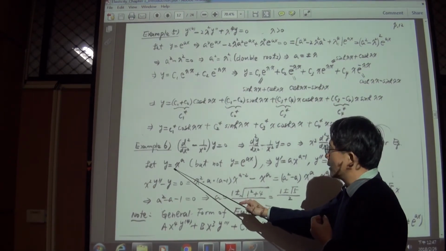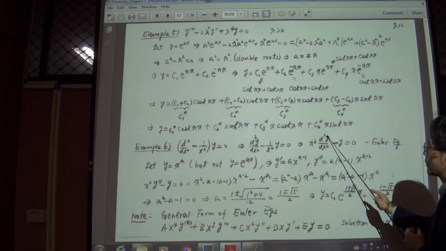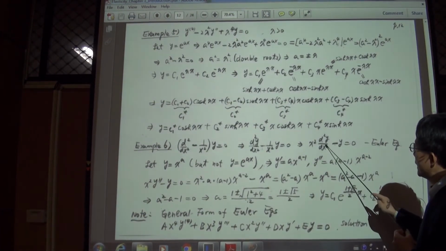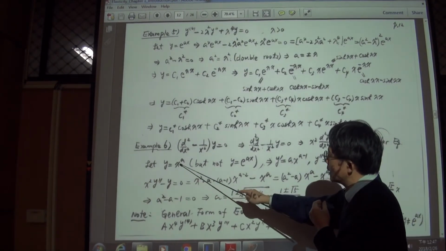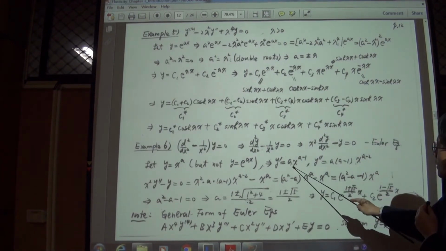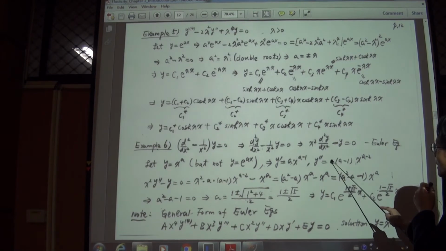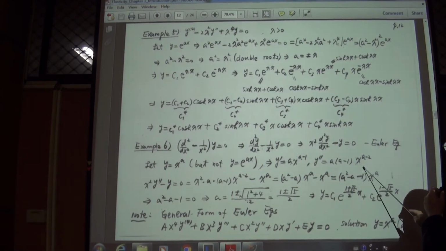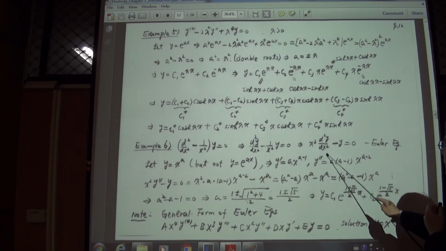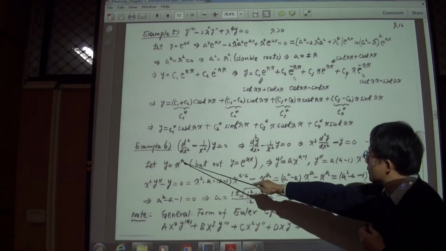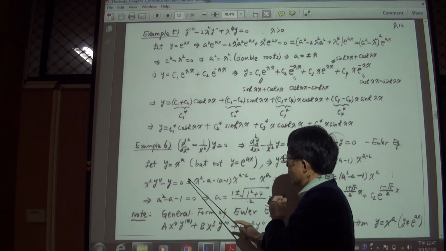You just put this one into here. If you put it here, you need to differentiate twice. This one, y equal to x^a, so y prime equal to a times x^(a-1). Y double prime equal to a times (a-1) x^(a-2). So we put this one into here and this one into here to get this one. Let us do it here.